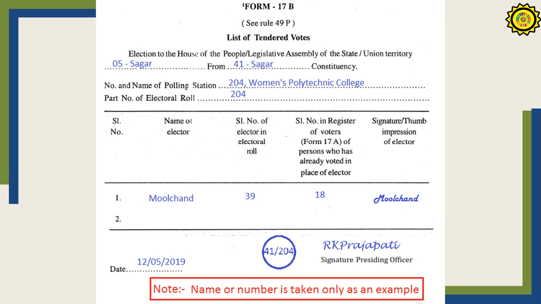The format displayed is used to prepare the list of tendered votes and it is called Form 17B. The presiding officer shall also maintain a complete record of the electors who have been issued tendered ballot papers in Form 17B. Column number 1 is for serial number. Column number 2 mentions the elector's name. Column number 3 is the elector's serial number in the electoral roll. Column number 4 is for writing the serial number of 17A of those persons who have already voted in place of the elector. The presiding officer shall also obtain the signature or thumb impression of the elector in column 5 of that form before delivering a tendered ballot paper to him. On the last section, the presiding officer shall put his or her signature and date.